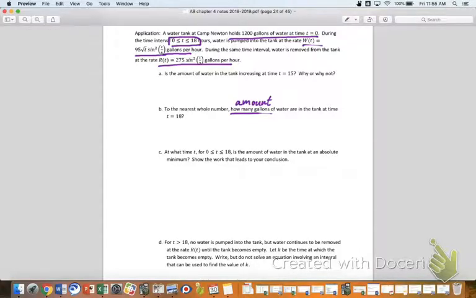Okay, so then we got to consider basically this concept. The amount of water in a tank is going to be how much there was to begin with, which was how much?